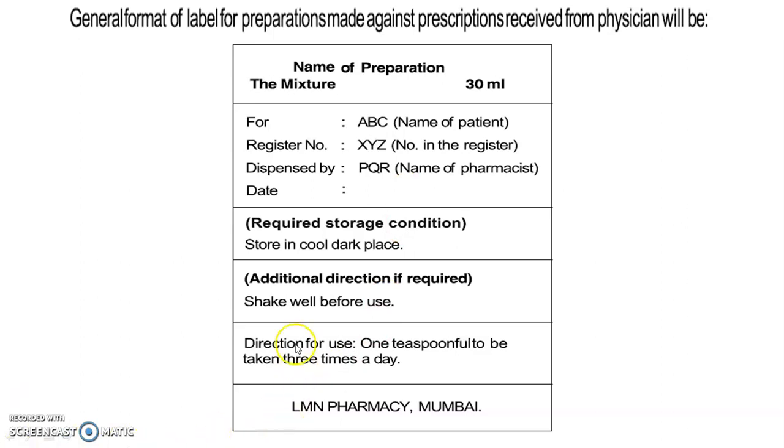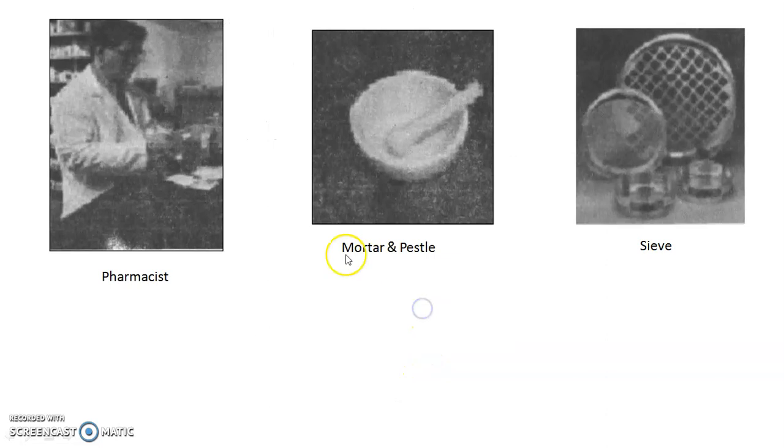And at last, it should contain the name of the manufacturer, meaning the industry name, for example, LMN Pharmacy Mumbai. It should contain the name of the manufacturer or industry who is going to formulate that specific product or dosage form. Then here some diagrams are given for identification purposes.